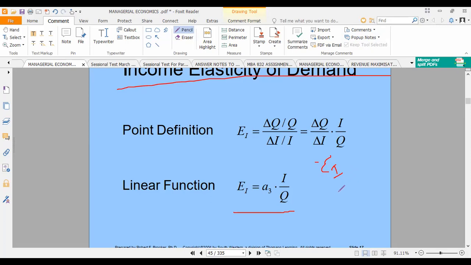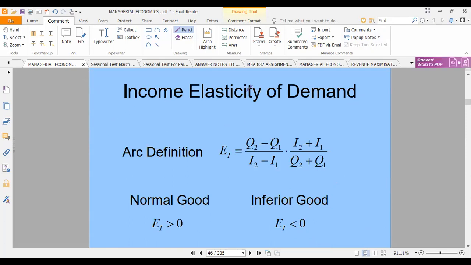When the elasticity of income is between 0 and 1, that's a normal good. When the elasticity of income exceeds 1, that is a luxury good. Luxury goods can be goods like Irish coffee or Irish tea, and some of these things. So income elasticity can also have an arc definition. Like I said, it becomes a normal good if it's more than 0. If it's less than 0, it's an inferior good.